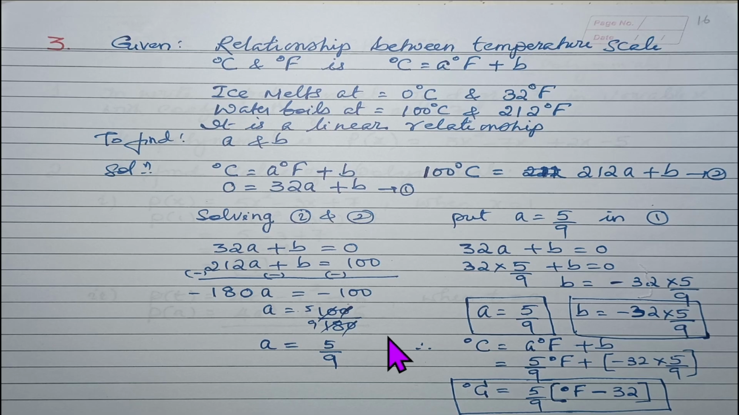Now a is equal to 5 by 9 and b is equal to minus 32 into 5 by 9. Now putting these values in the linear equation, we get 5 by 9 degrees F plus minus 32 into 5 by 9, or degree Celsius is equal to 5 by 9 times (degrees F minus 32). A very important relation for finding out the degree Celsius when degrees Fahrenheit is given to us. So finding out the values of a and b, we have established a formula to find out degrees Celsius or degrees Fahrenheit, whichever value is given to us.